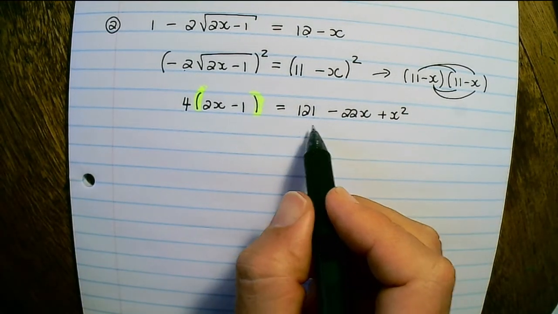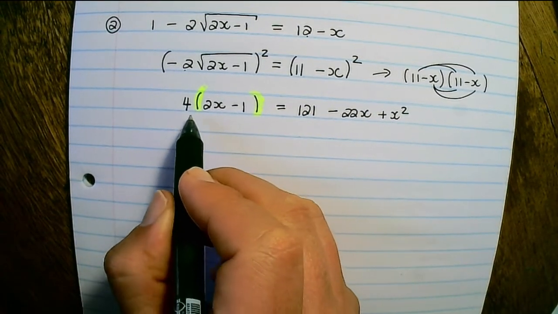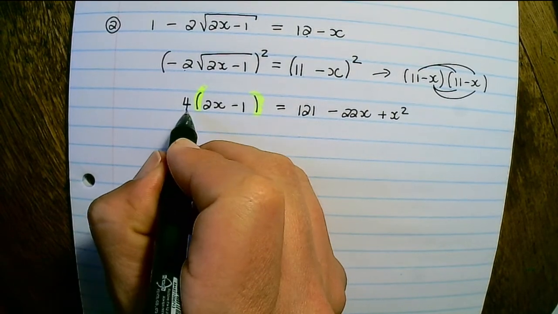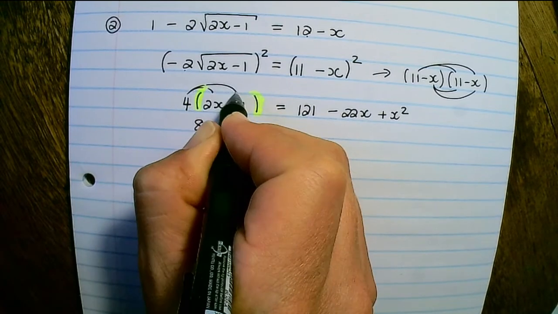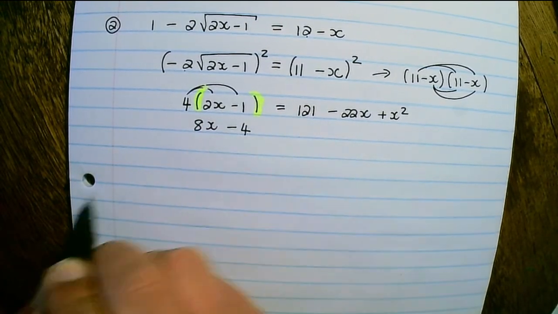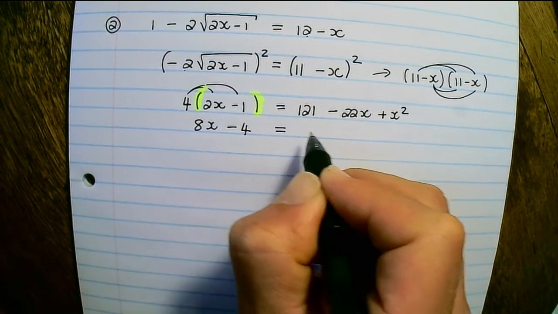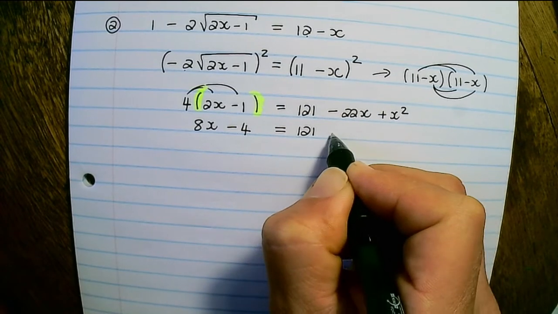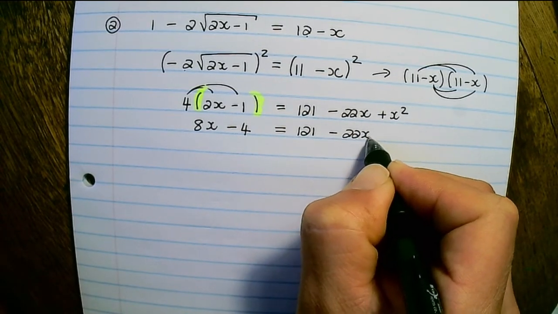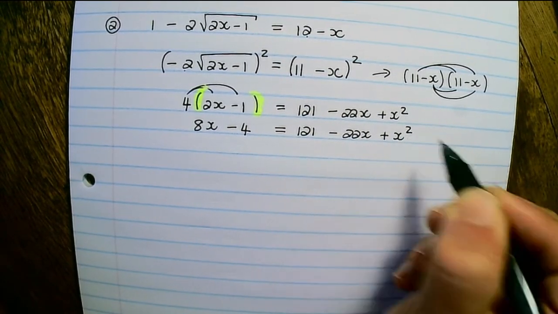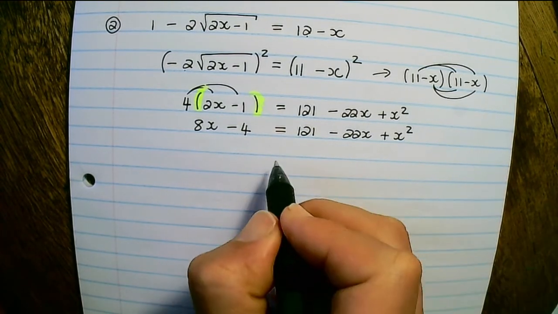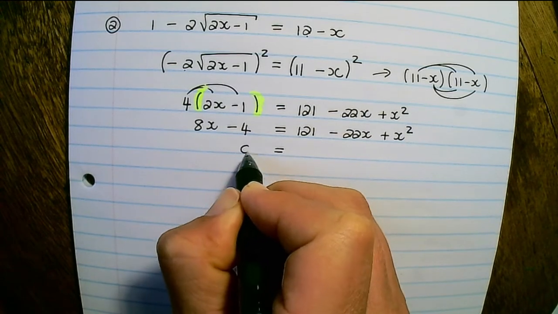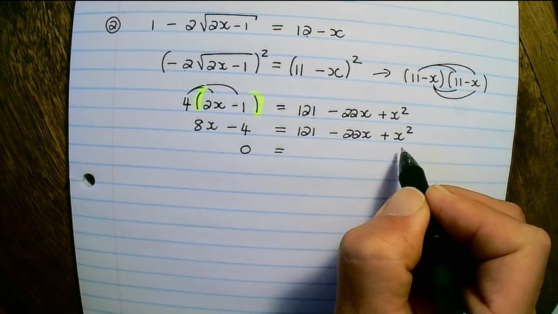Now before I continue solving for x, we need to multiply out. So 4 times 2x is 8x, and 4 times negative 1 is negative 4. And that is equal to 121 minus 22x plus x squared.